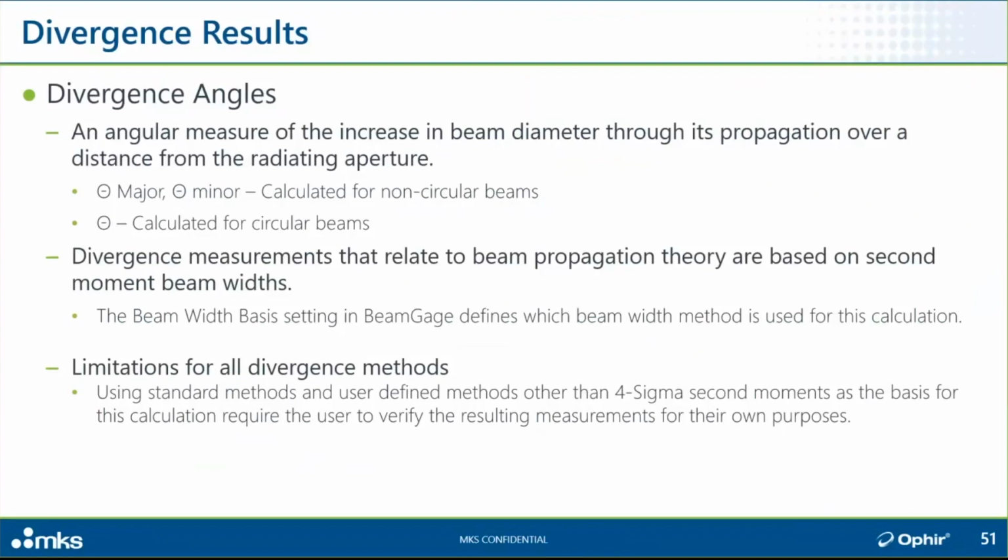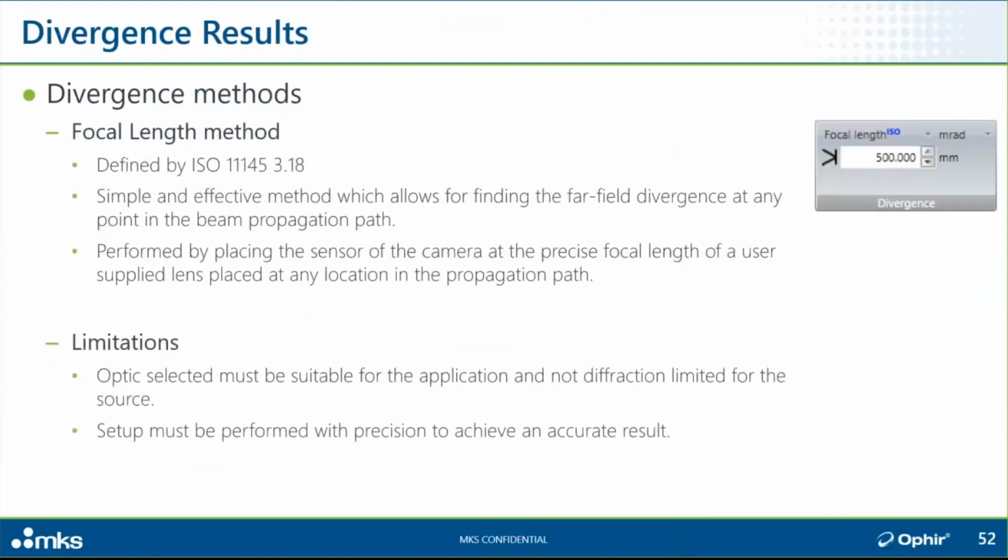A limitation for the divergence angle measurements: we're going to talk about 3 different divergence calculations that are available in BeamGage. There are different test methods. Anytime you're using anything but 4 sigma as the basis will require you to verify those measurements for your own purpose. So the first of the divergence methods available in BeamGage is the ISO focal length method.